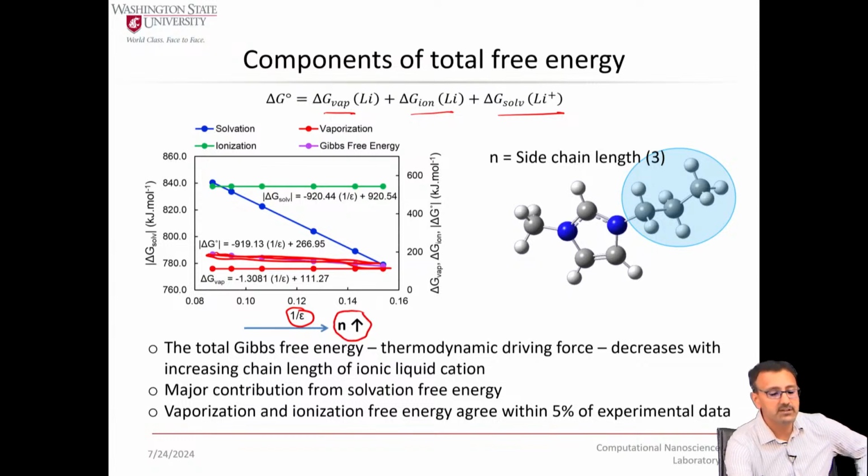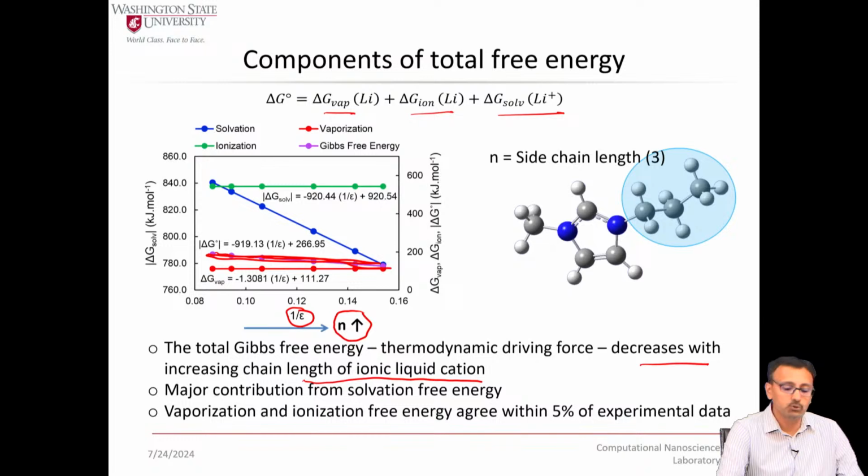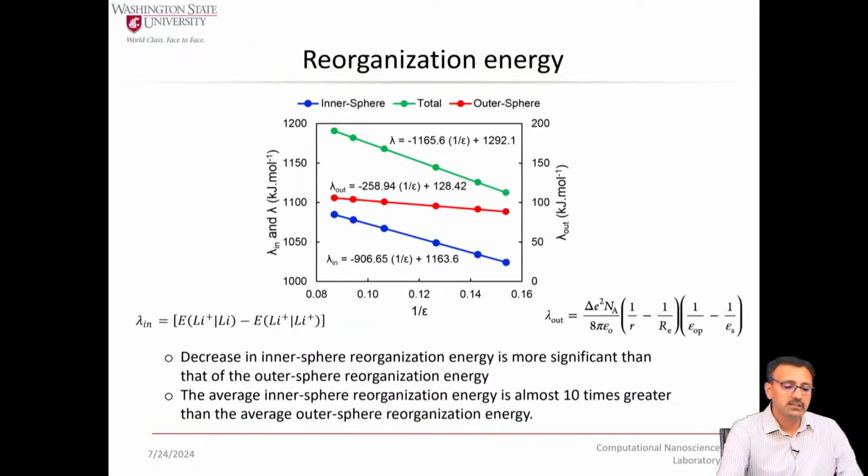Okay, so that's the trend that we capture here, that the total Gibbs free energy, the driving force for this, decreases with the increase in chain length of the ionic liquid cation, and therefore impacts the total contribution to the total free energy for this reaction.